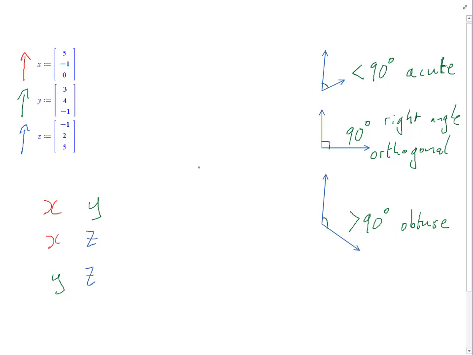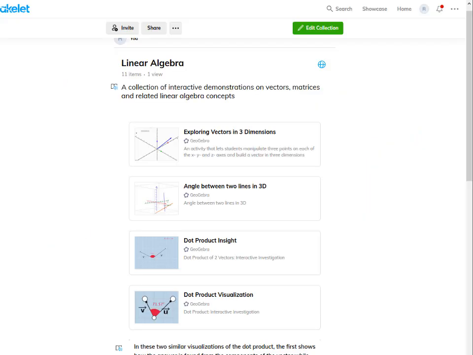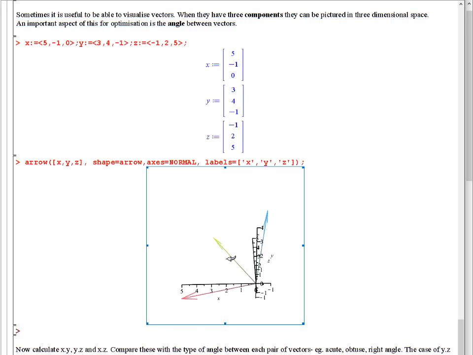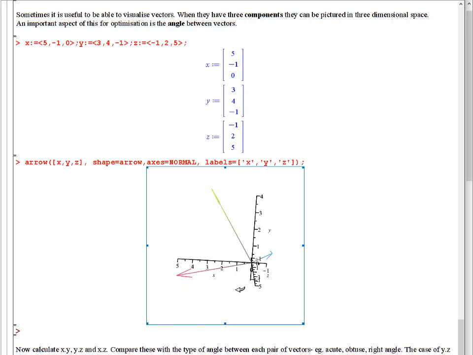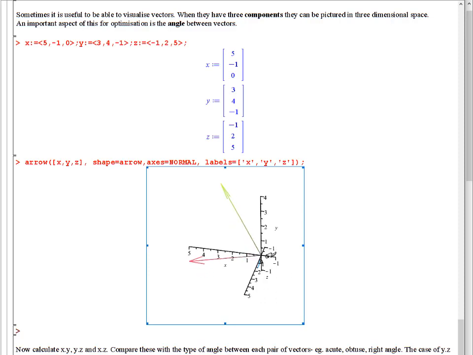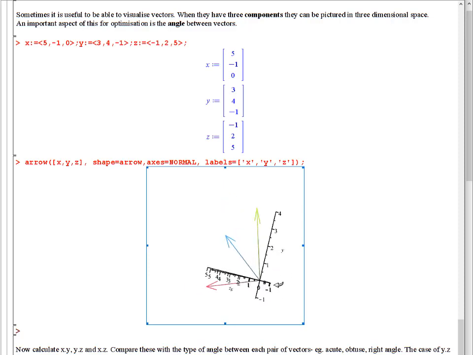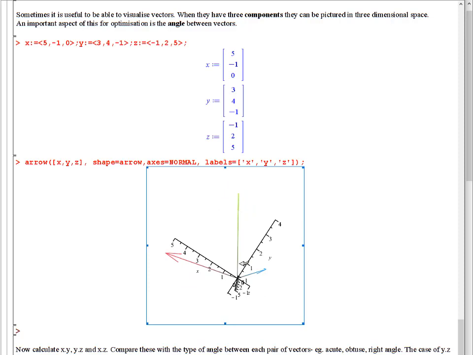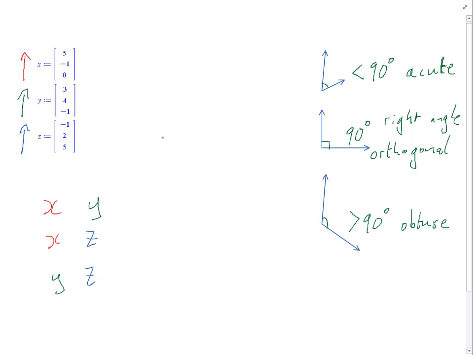So the angle between x and y is the first one. Now if you had access to Maple, you could have a look at this yourself, so I just have to explore it for you. I'm looking for the angle between these two lines here. And if I go something like this, hopefully I can persuade you that however you turn it, the angle between these two is less than 90 degrees. So this is an acute angle between these two. So back on here, we can put acute, less than 90 degrees.